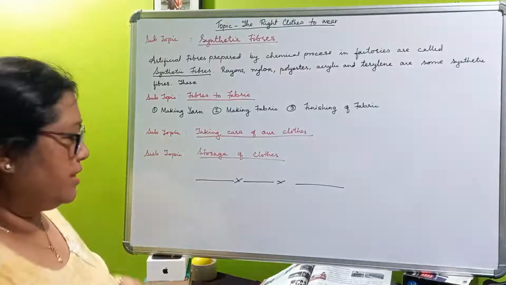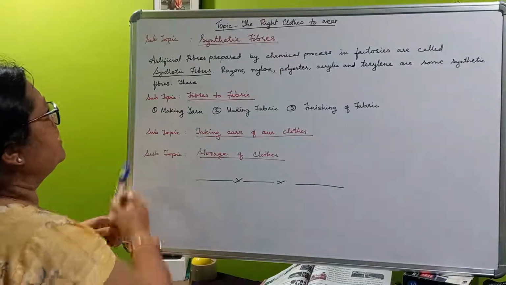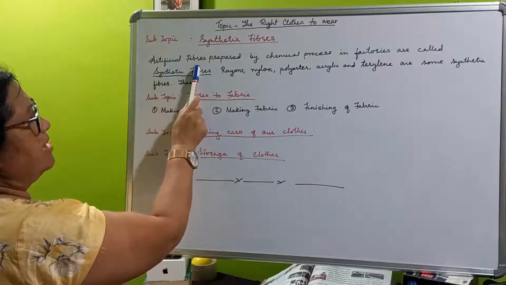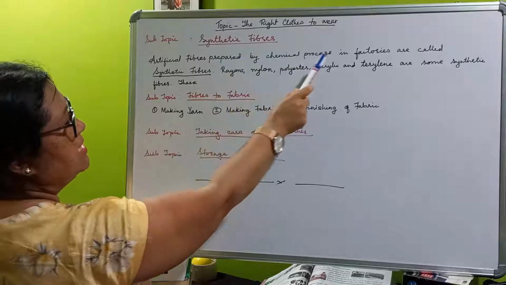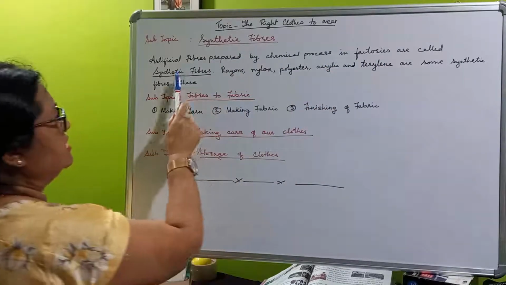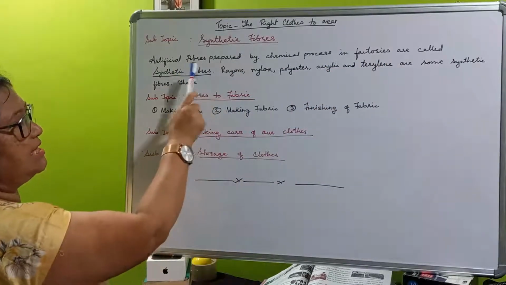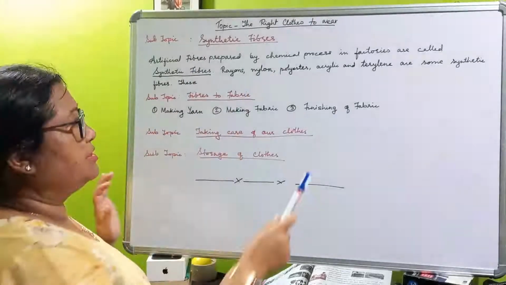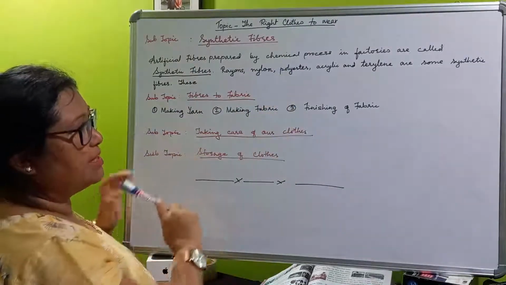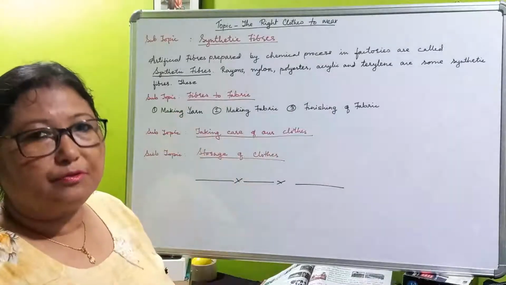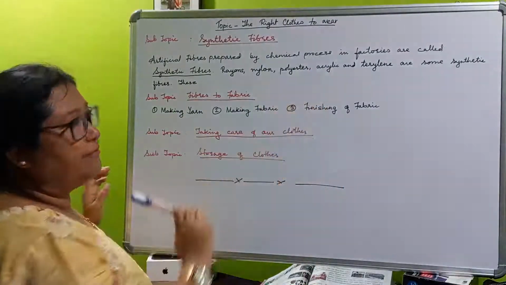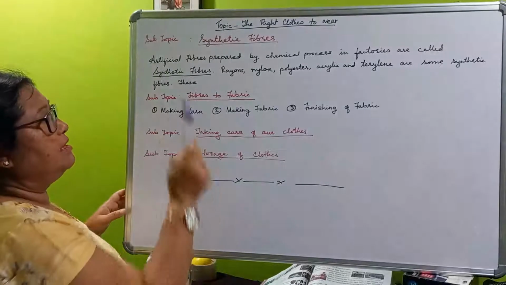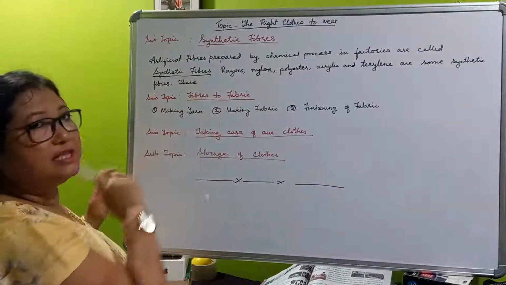Now look at the board. Synthetic fiber: artificial fibers prepared by chemical process in factories are called synthetic fibers. Now see, they are prepared by man with the help of chemicals, by adding some chemicals, and they do a lot of processes, and they are made in the factories. So man-made fibers are called synthetic fibers.